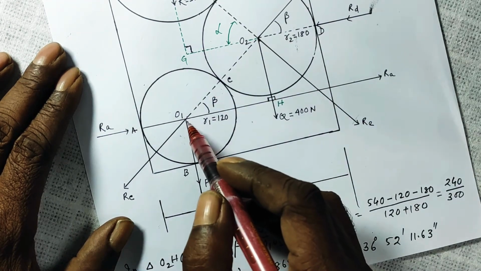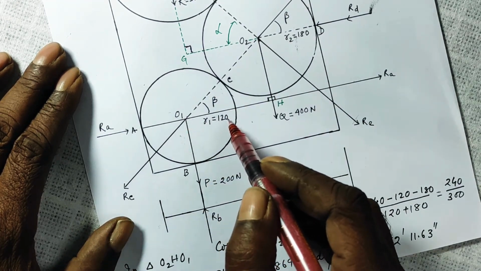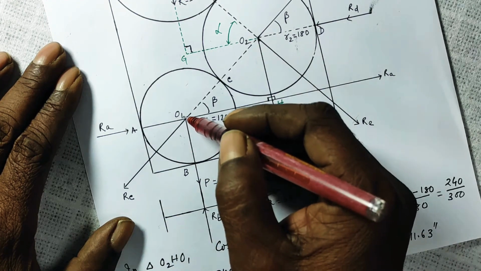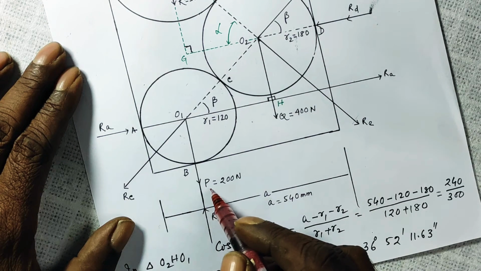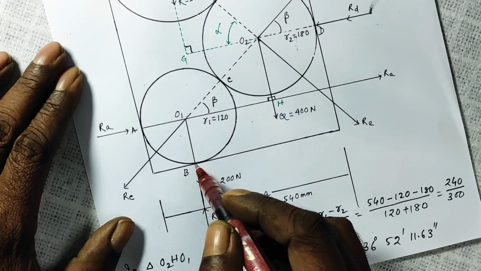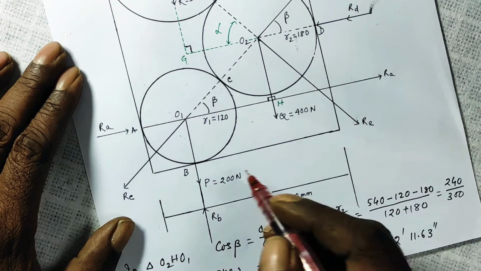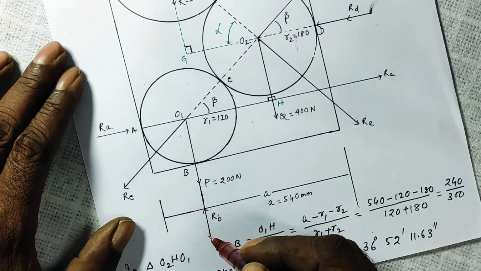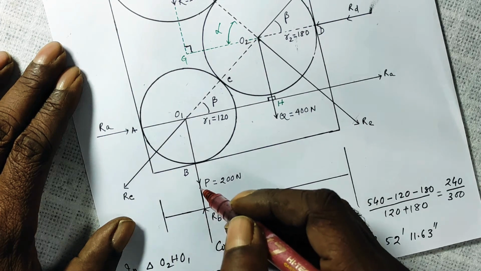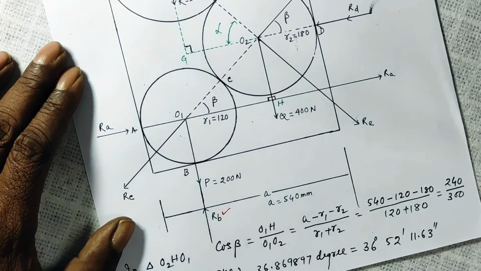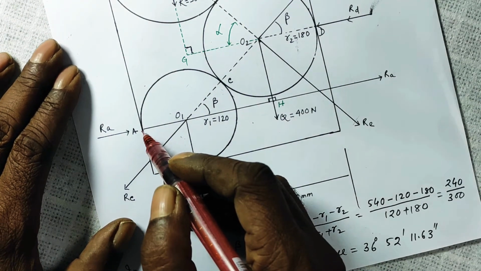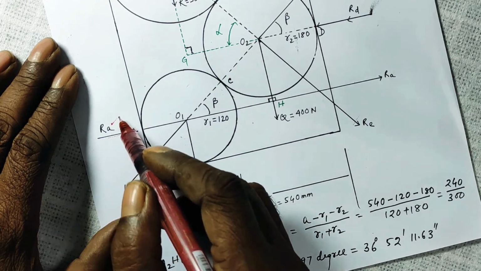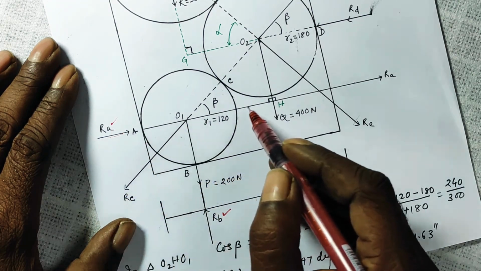This cylinder having radius R1, from here to here, R1 is 120 mm. There is a point of contact here, there is a point of contact here, and the weight of this cylinder is given as P equal to 200 Newton. So at this point of contact with the floor, it is applying its weight vertically downward. So there will be a reaction force, which I have written as RB. And here at the point of contact, there will be an action force to this side. So there is a reaction force RA, which I have shown to this side.